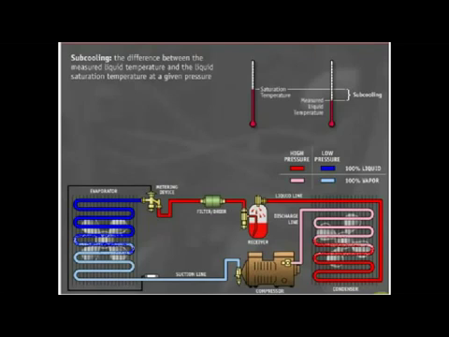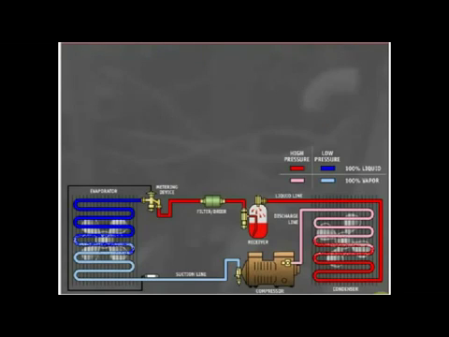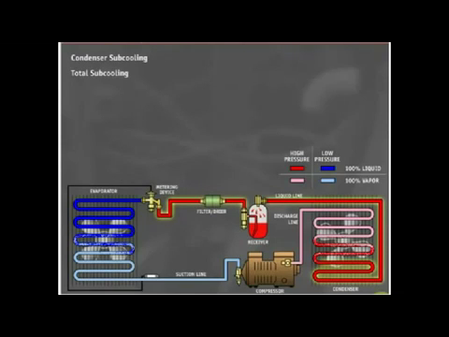Liquid subcooling may occur in a system anywhere from the start of the 100% saturated liquid point in the condenser to the metering device. It is important to know why a system must have the proper amount of liquid subcooling, as the amount of liquid subcooling affects system capacity as well as the effectiveness and capacity of expansion-type metering devices. There are two subcooling categories: condenser subcooling and total subcooling.